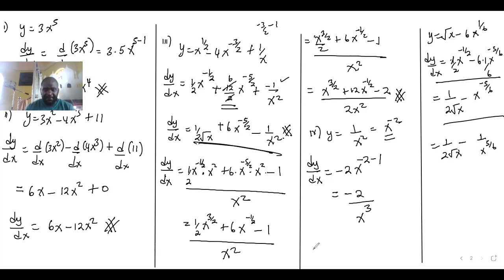Can you give me this answer? This one is for the learners. Activity. Differentiate now. Y is equal to 3x squared plus 7x minus 4 plus 1 out of x. Get me that answer.